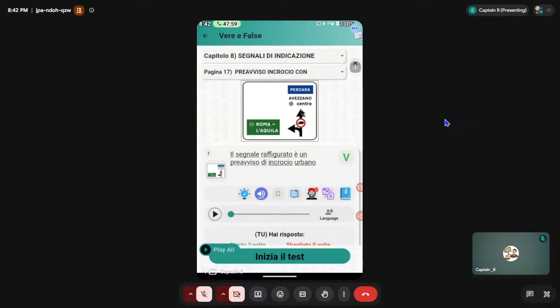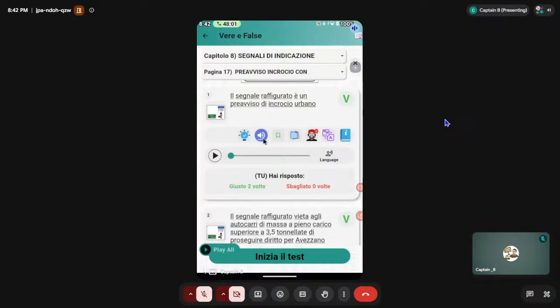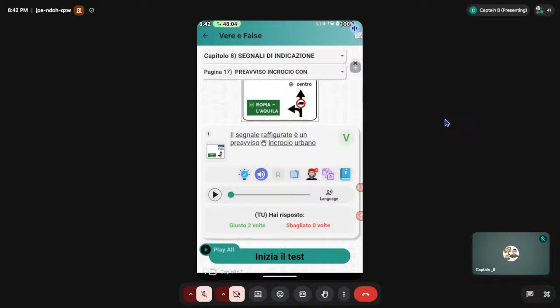Understood? Good. Number 1, attention. Il segnale raffigurato è un preavviso di incrocio urbano. This sign is a sign announcing a junction of urbano. You already know that the white background means urbana. Inside the white background, it has all the signboards, but the main signboard here is the white one. That's the background. So it's the signboard that is carrying all these small attached ones. Okay. So this one means urbano. Yes, it is true. Vero, guys.